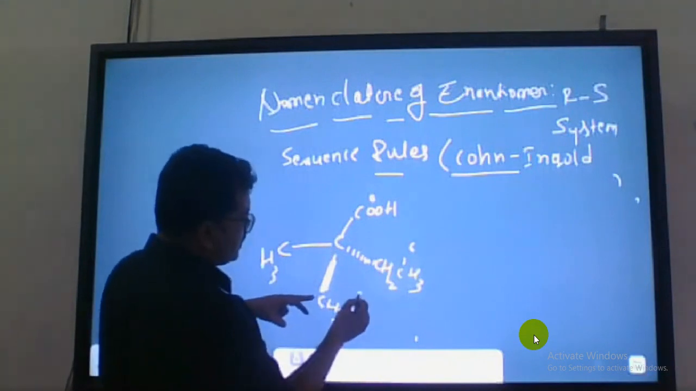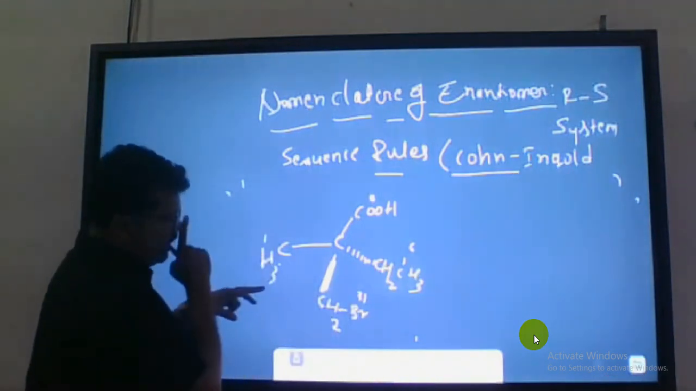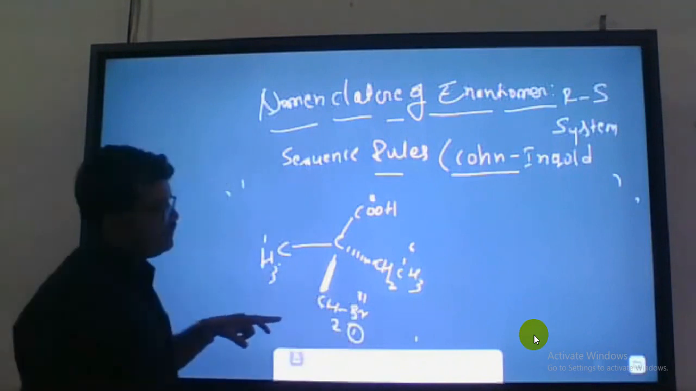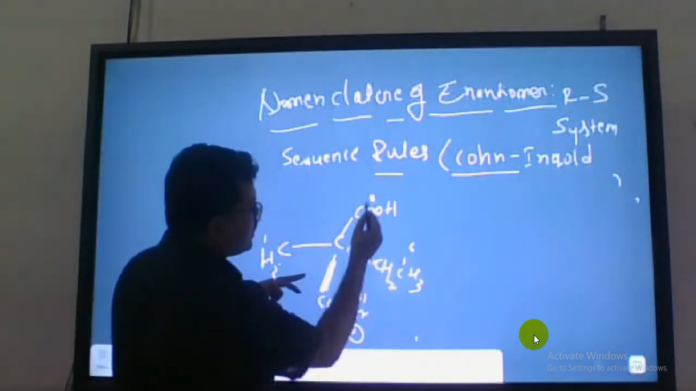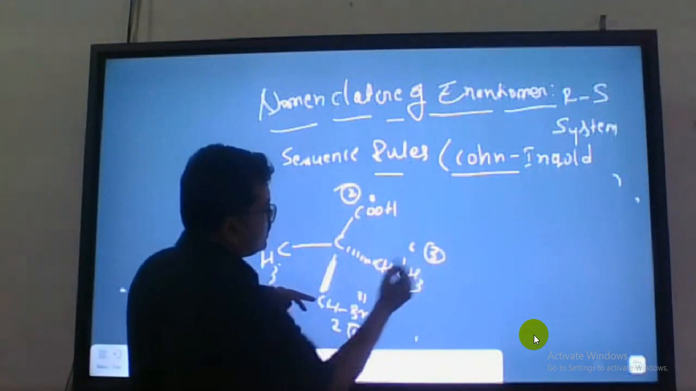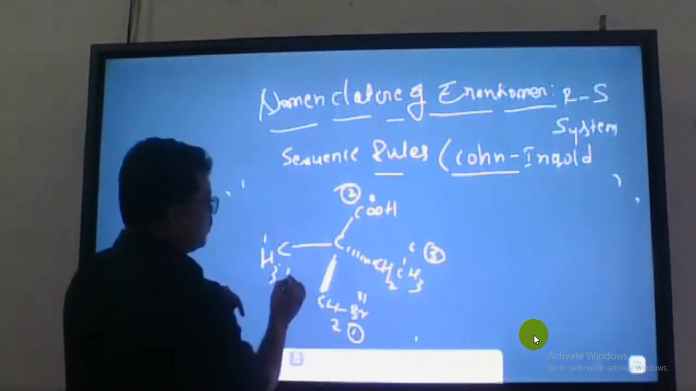So this is 35. And this attached to only hydrogen is 1. So this carbon next attached is 35, so this is first priority. This carbon next attached is 8, this is second priority. This third priority. This carbon's next carbon is 6. This is third, this is 4.